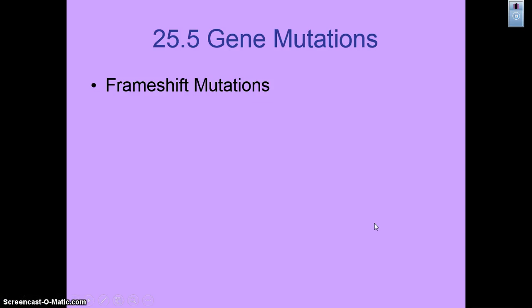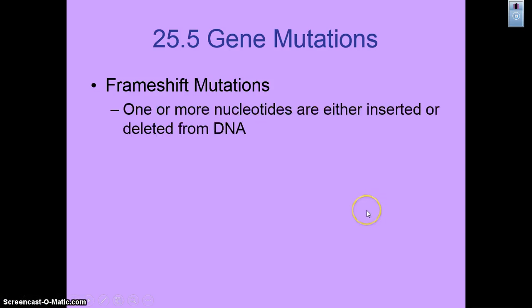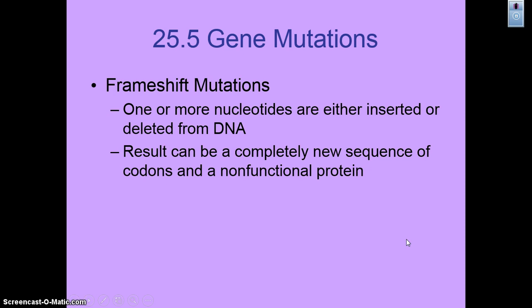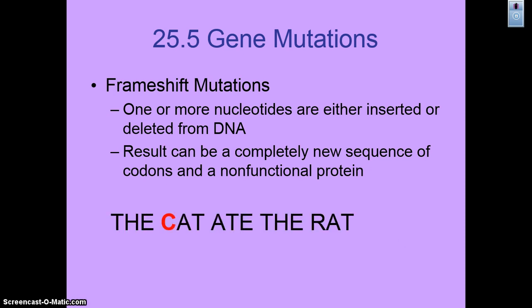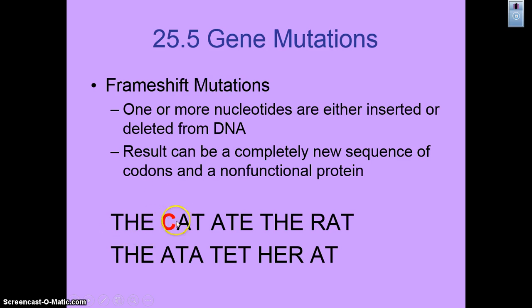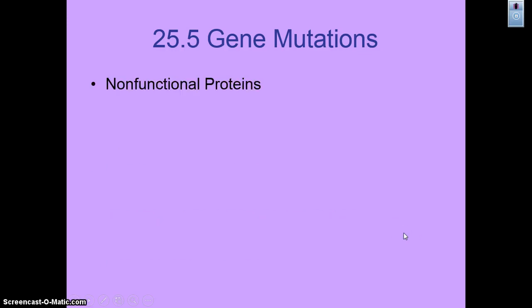A frame shift mutation is the next type we're going to look at. This is when you have one or more nucleotides that either get inserted or deleted from a section of DNA. The result can be a complete new sequence of codons and the whole protein being non-functional. Let's look at an example of that. So we have the sentence, the cat ate the rat. So what happens when we delete the C out of the sequence? It becomes nonsense at that point. The atta, tet, her, at. That has nothing to do with the cat ate the rat. So it becomes nonsense or a non-functioning protein instead.